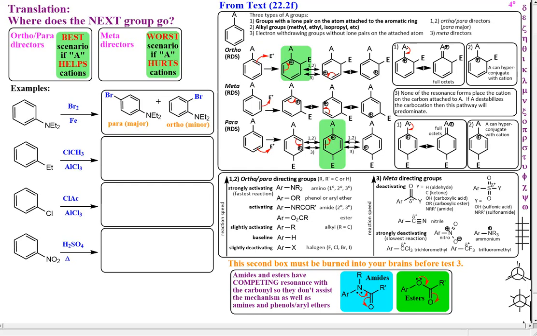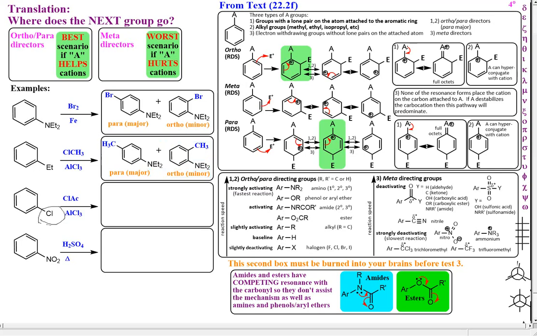Product below, similar scenario. It's going to be a slightly slower reaction. We're starting with this category down here with an R group like ethyl, but it's still an ortho-para story, and our result will look like this. Para major, ortho minor.